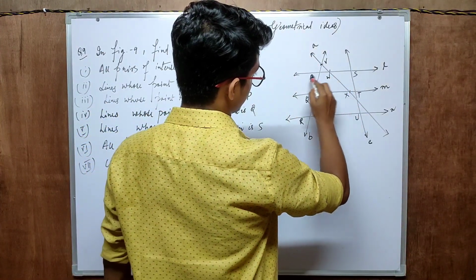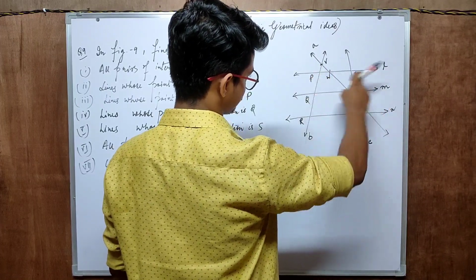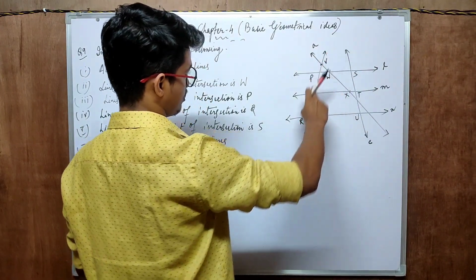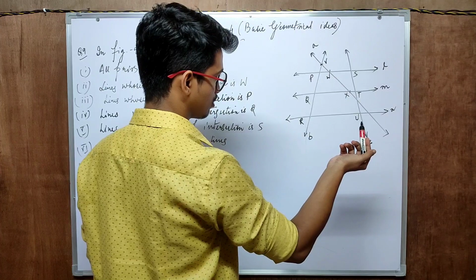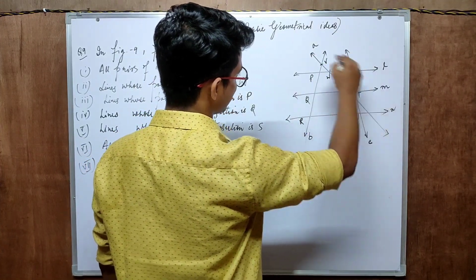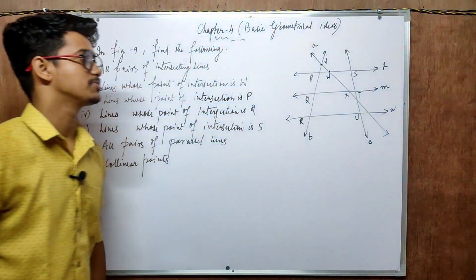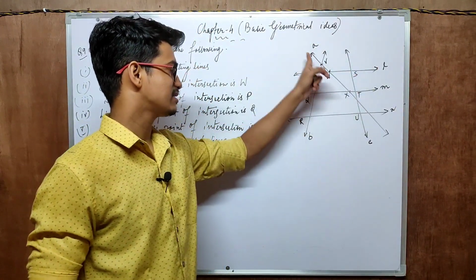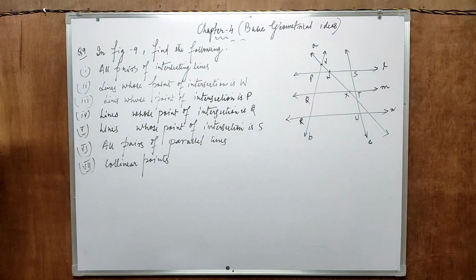Here just see, this is the line L, and one more line is there which is called B, and the intersecting point is nowhere. Alright, fine. So in this line L and in this line A, the intersecting point is W. If you observe carefully, in line L and line A, the intersecting point will be W. So that is the first pair.